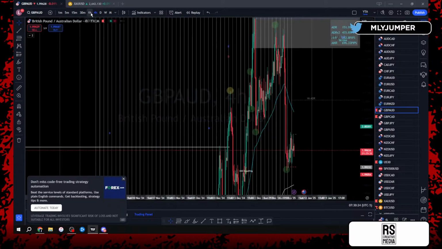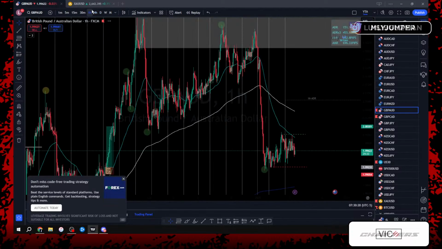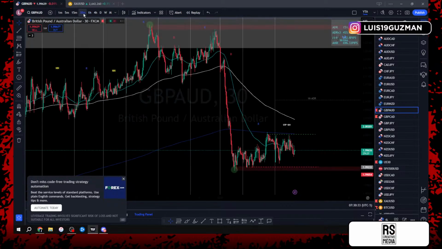Do we have any engulfing candles? That's the second thing I want to look for now. Nothing in the daily, nothing in the 4-hour, nothing in the 1 hour. Nothing in the 30-minute. No clean engulfing candles in the 30-minute. So right now I'm just going to take a step back.